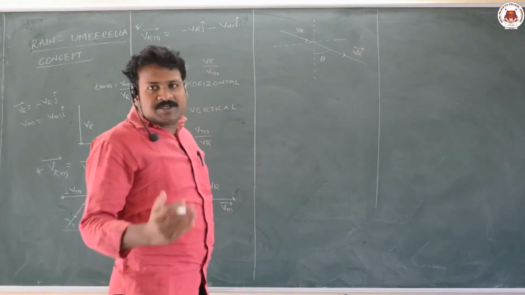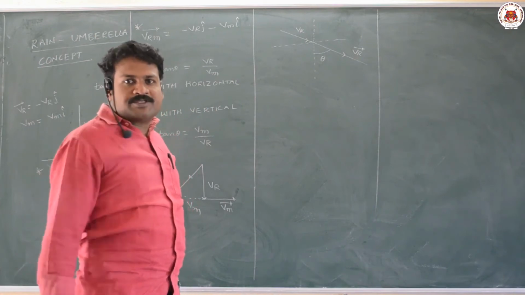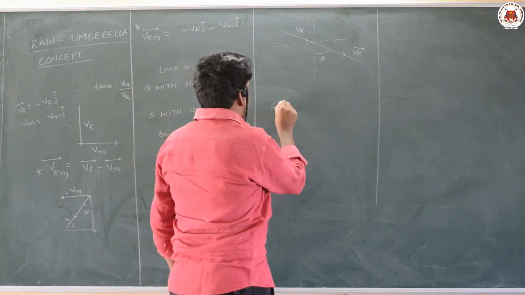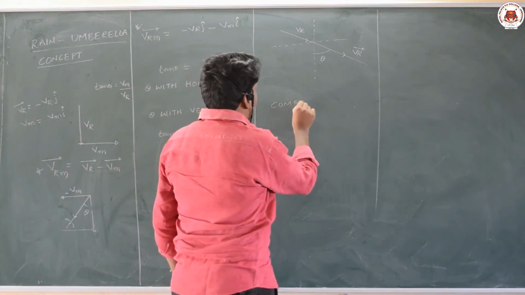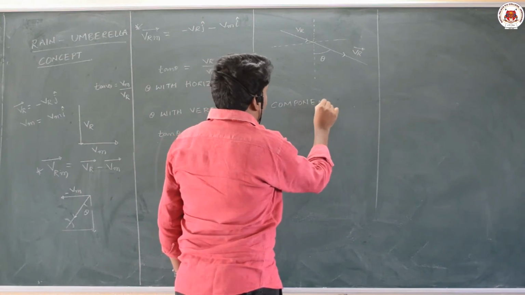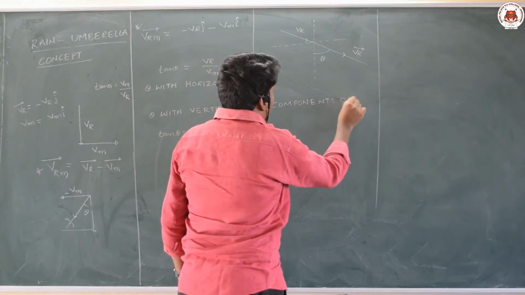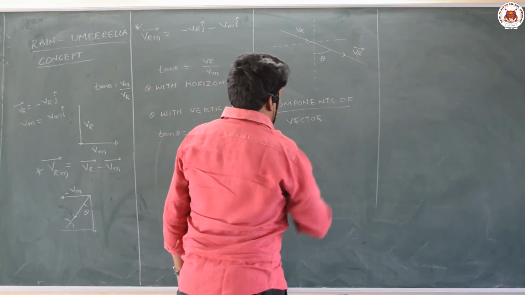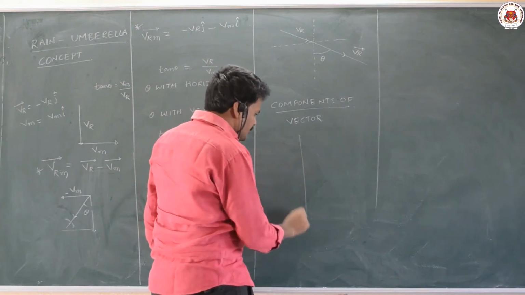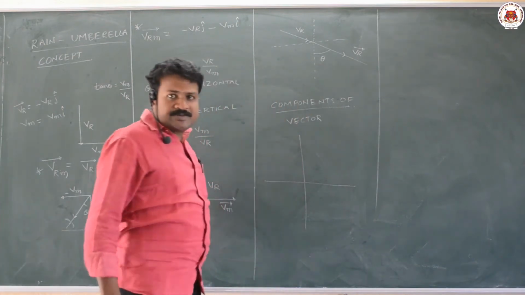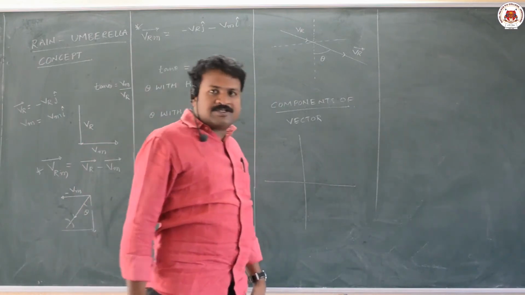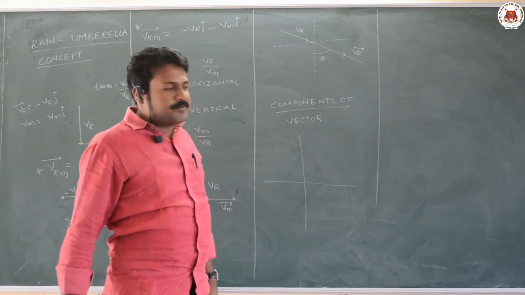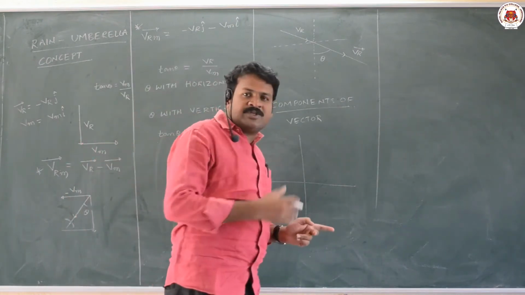This velocity of rain you have to resolve into components. The components of a vector we have not discussed yet. I will give a small idea of how to take components of a vector. When a vector is present within the plane, let us assume this is the x axis and y axis. If a vector is present along the x axis, I can directly write it as i. If it is present along the y axis, I can represent it as j.